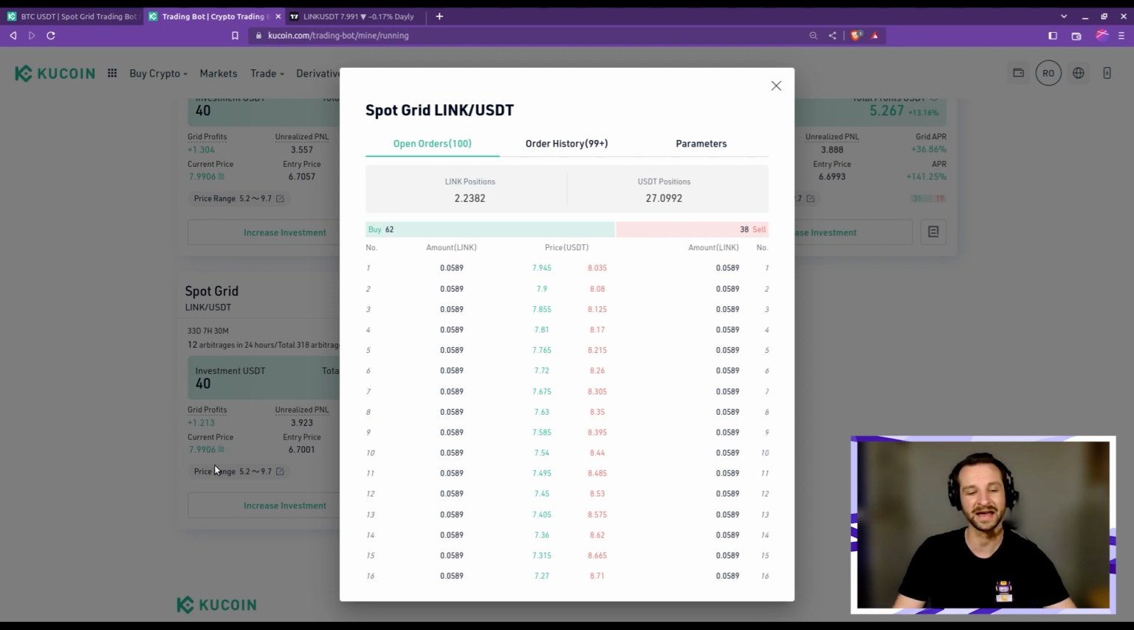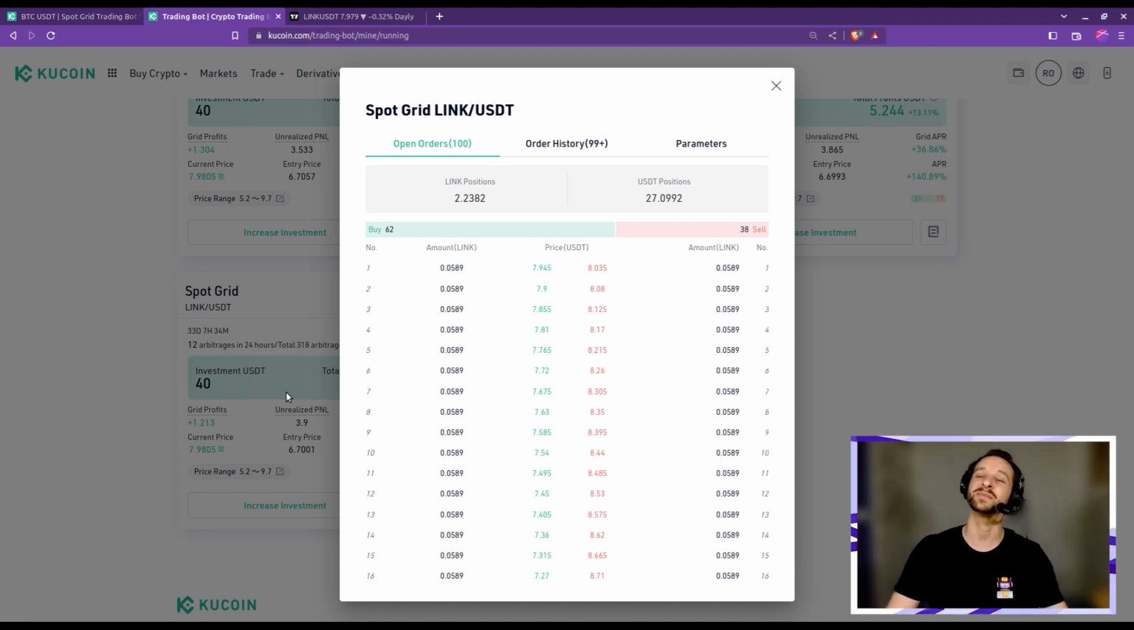Today it's around 8, which is much closer to the upper bound that I gave it of 9.7 than the lower bound of 5.2. So technically speaking, as the price has been growing, the bot has been executing more of its sell orders, replacing them with new buy orders.